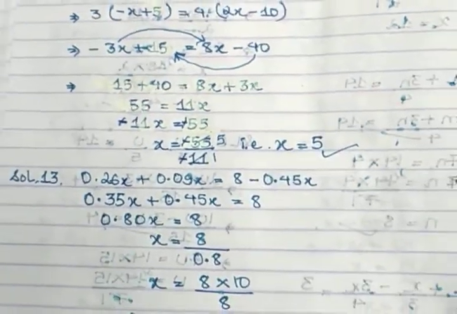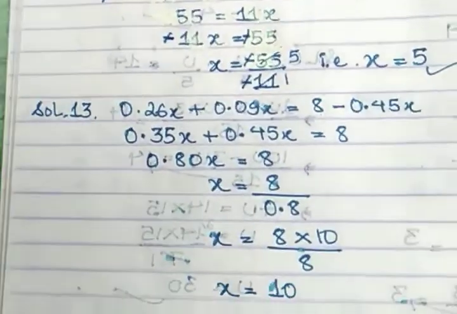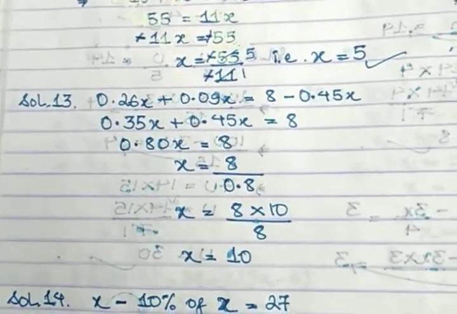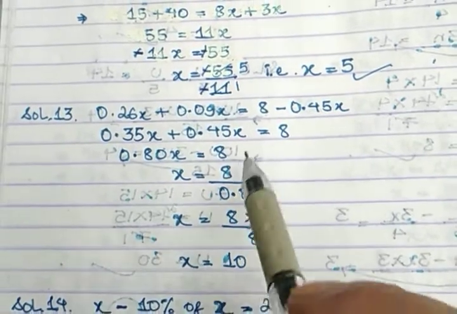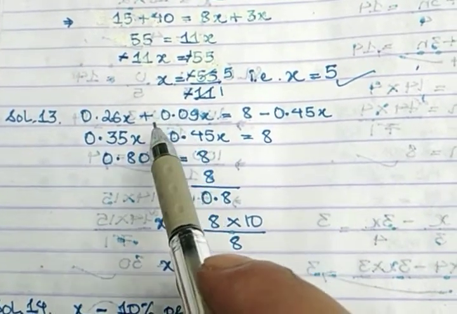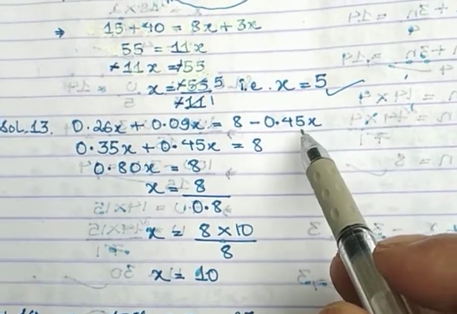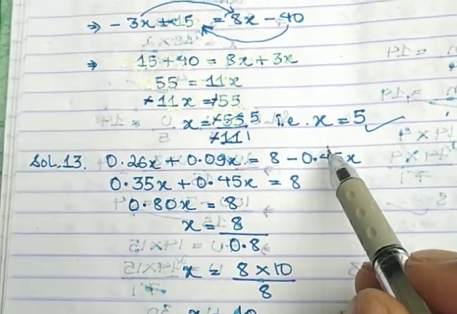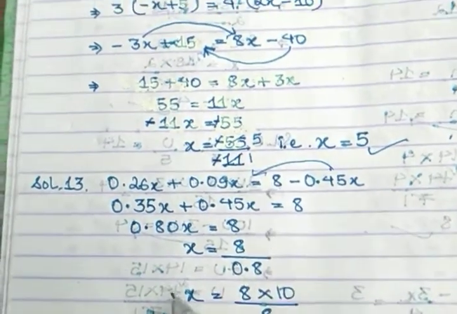Okay, so a few more sums. For question number 13, again I have chosen decimal form. So it's a simple one, isn't it? See, two decimal terms with variables on the left side and one decimal term with a variable on the right side as well. So what do I need to do? I need to take this to the other side, as simple as that.